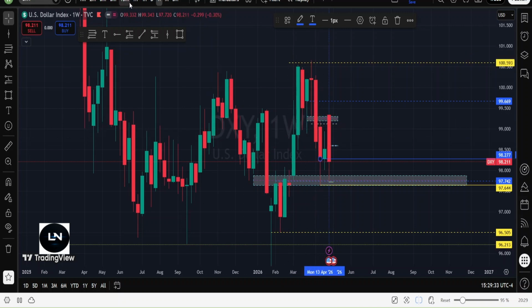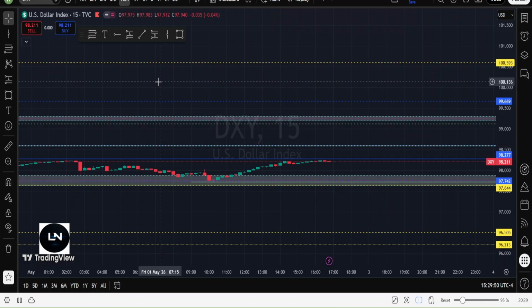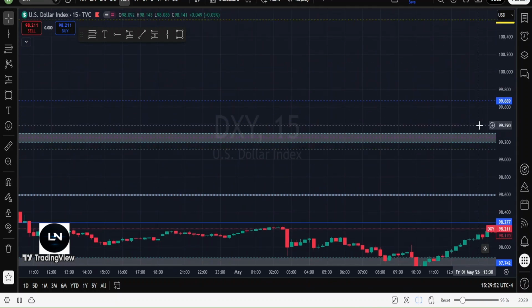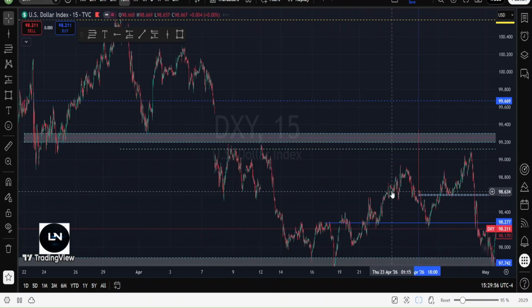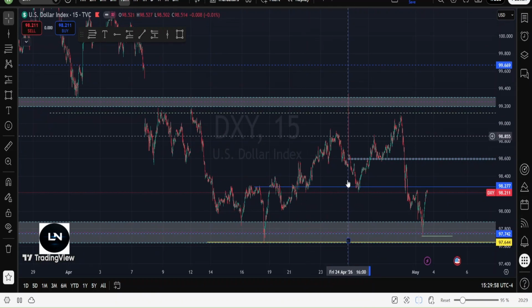So if we drop to a lower time frame, remember we are looking at this particular week, which we have mapped out. So let's drop to the 15-minute time frame to see how this particular pair, the dollar index, would have been a help for our trade on Nasdaq. So dropping to the 15-minute time frame, let's find that particular level we've mapped out, which is this blue line.